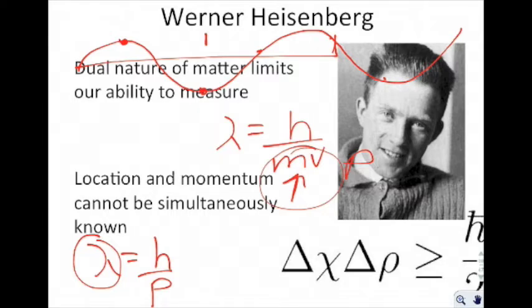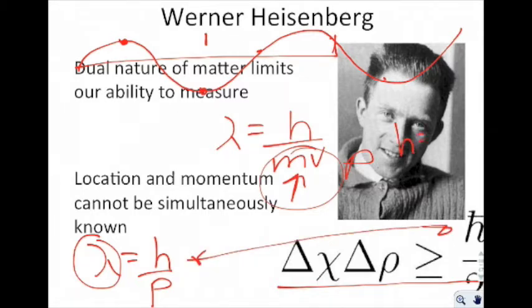Now, this uncertainty principle was mathematically proven to come out to be delta x times delta p has to be greater than or equal to h bar over 2. Now, this h bar and this h are related. h is equal to 6.626 times 10 to the negative 34th. h bar is equal to h over 2 pi.